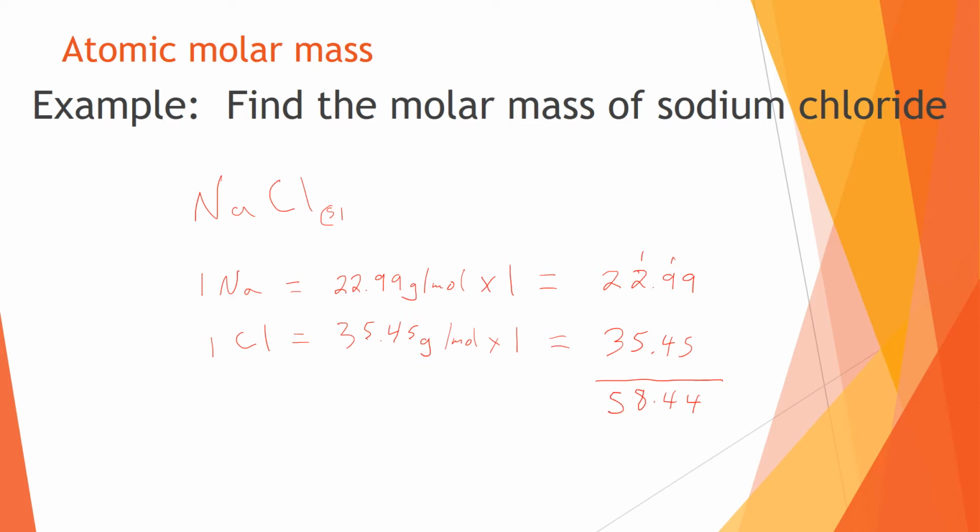So the molar mass, and molar mass is big M, the molar mass of sodium chloride is equal to 58.44 grams per mole. So if I weighed out 58.44 grams of sodium chloride, of table salt, I would have 1 mole of table salt. And remember, 1 mole is equal to 6.02 times 10 to the 23rd molecules. All right, so we don't count molecules, we weigh it out, and then we figure out how many moles there are from the weight.